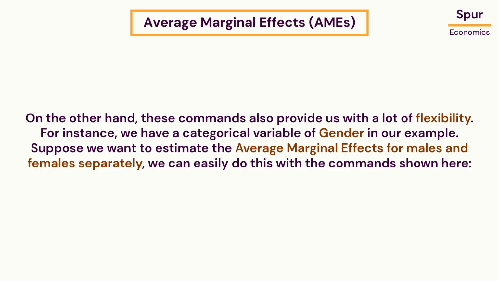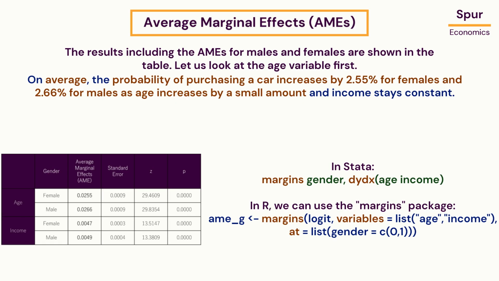On the other hand, these commands also provide us with a lot of flexibility. For instance, we have a categorical variable of gender in our example. Suppose we want to estimate the average marginal effects for males and females separately, we can easily do this with the commands shown here. The results including the AMEs for males and females are shown in the table.